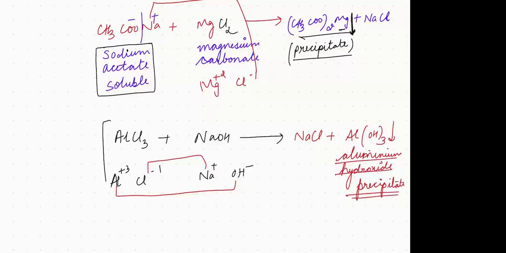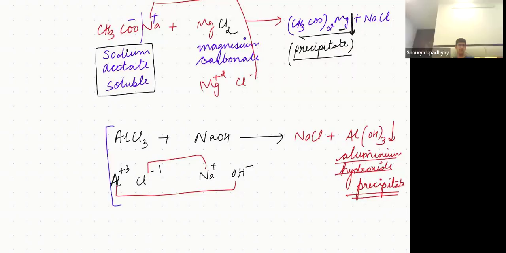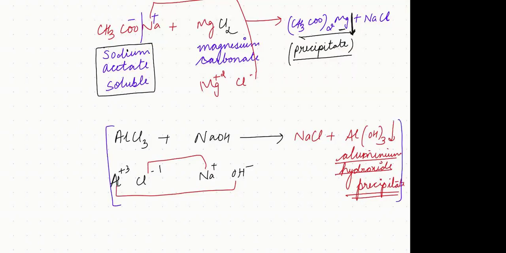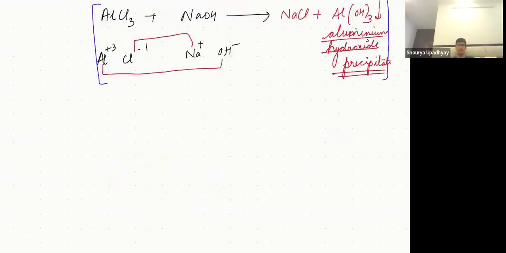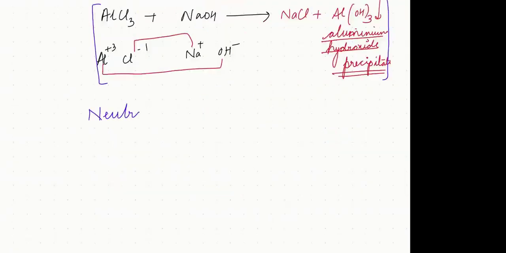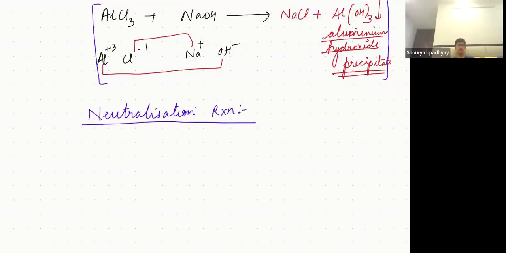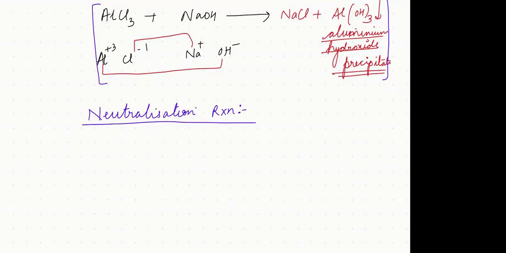So this is the concept. Understood or not? Next, we have the double displacement reactions. The next category of double displacement reactions is the neutralization reactions. So now, did you understand how to identify a double displacement reaction and to check whether that double displacement reaction is a precipitation reaction or not?